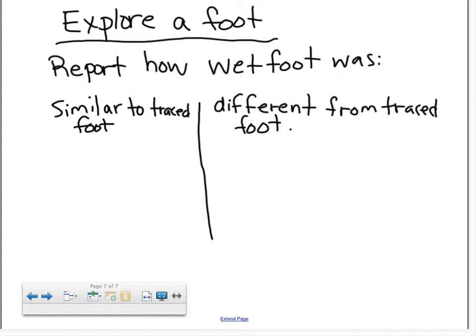Put your foot in here. Turn that way. My foot didn't fit on that paper. Okay, take it off. Look at that. I'm going to retrace it with a marker so that we can see it.